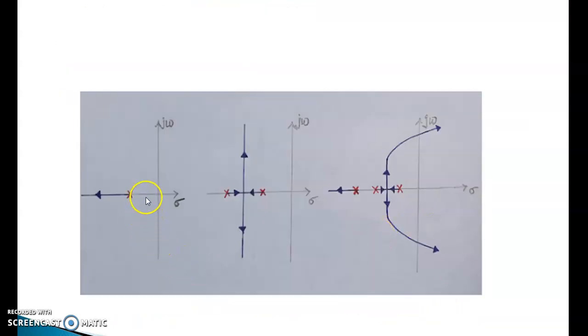This one is the diagram. Here the diagram is drawn between jω versus σ. This is the location of the poles. This is another two locations of the poles, and this is the curve drawn between σ versus jω. Here three poles are here, and the breakaway point is there, and this is the angle of asymptotes, drawn between σ and jω.